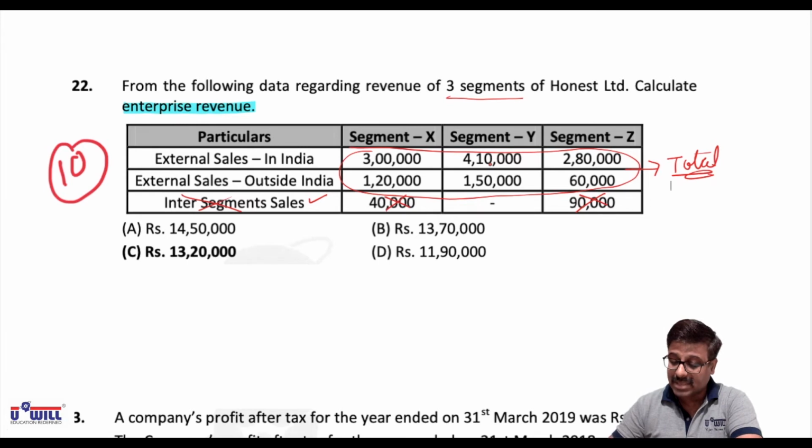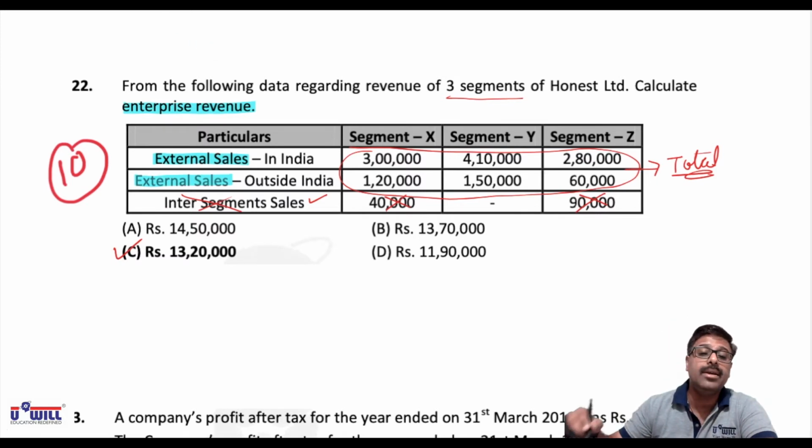3 lakhs plus 1,20,000 plus 4,10,000 plus 1,50,000 plus 2,80,000 plus 60,000. That is 13,20,000 is your answer, because these are all which sales? External, and only external are to be included in enterprise revenue. Internal are not to be included. I hope everyone is clear with that.